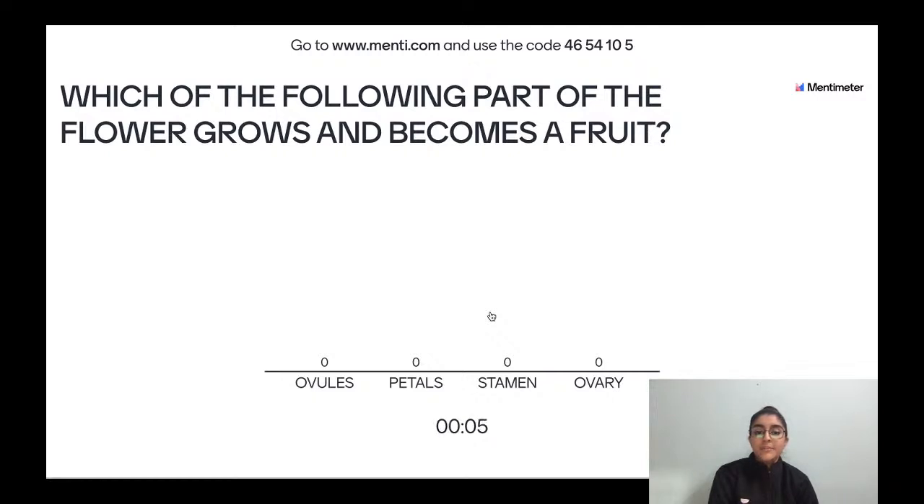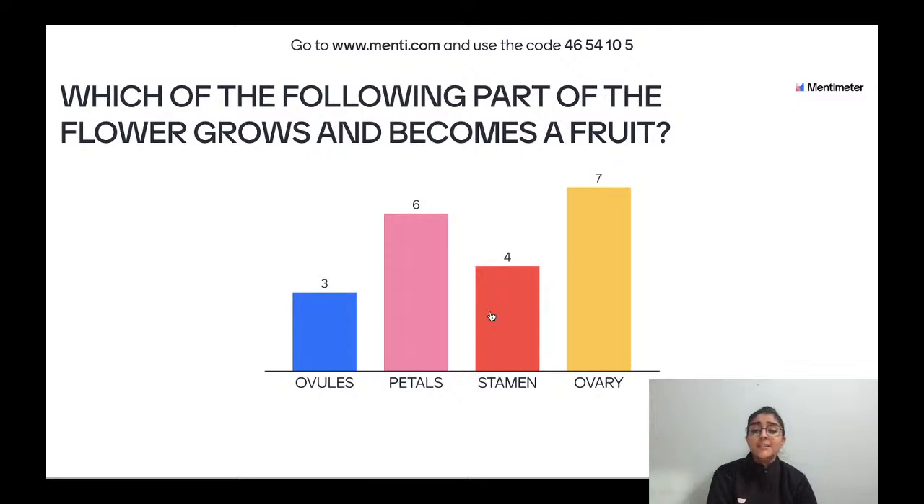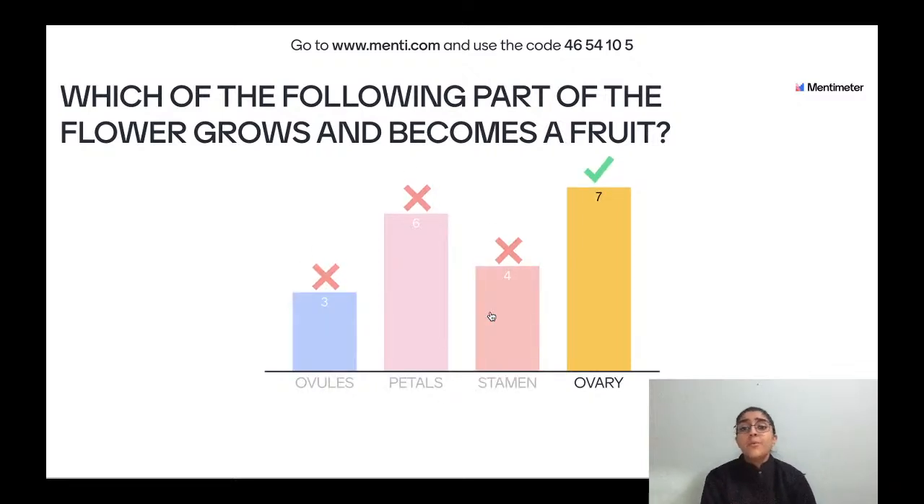Let's see who is able to answer them. 3, 2, and 1. So the correct answer is ovary. Which of the following parts of the flower grows and becomes the fruit? That is ovary. And the ovary contains ovules. That's why, as ovary is a fruit, the seeds would be ovules.